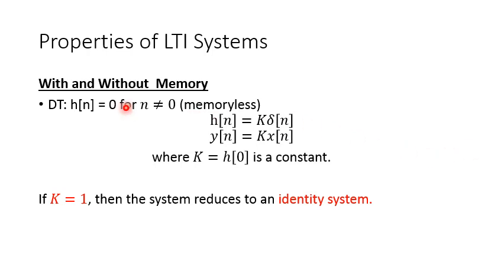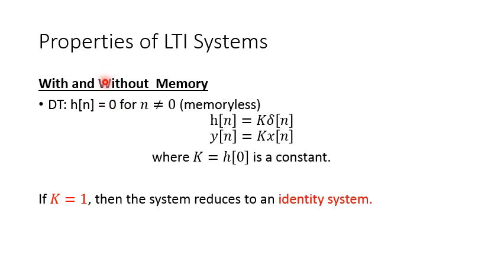The next is property with and without memory. This is how we define it, because you know that an LTI system is completely characterized by its impulse response. So by just knowing the impulse response of the LTI system, we can tell whether a system is memoryless or with memory, causal, non-causal, stable, unstable, and so on.